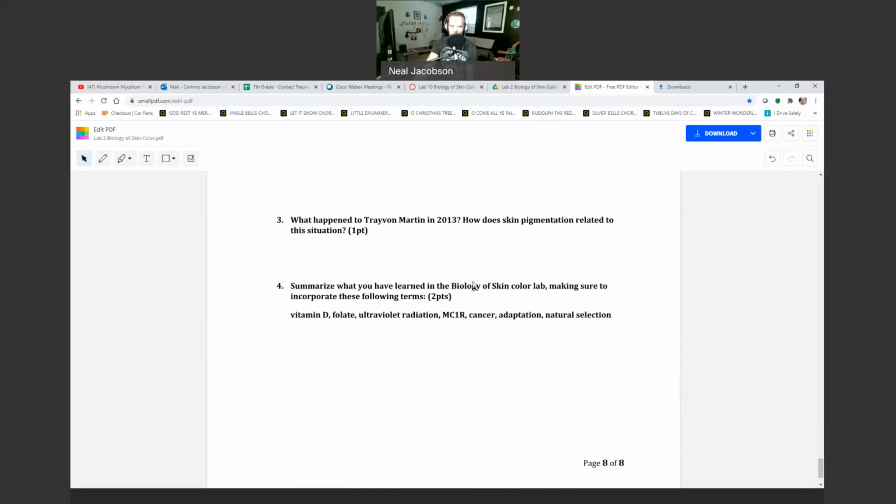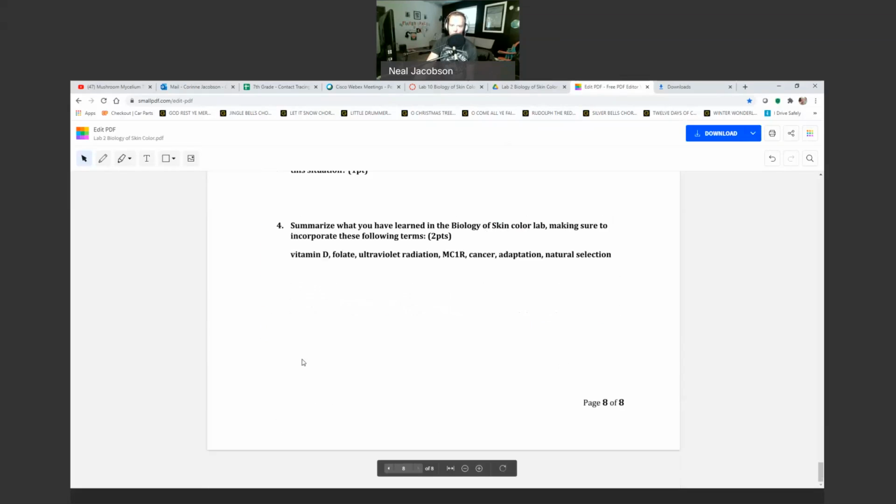And then here in number 4, I do want you to write your own paragraph. What you have to do is use each of these terms in your paragraph so that I know you understand the relationship of these terms to what this whole lab was about. And then once you've done that, you can save this PDF and turn it back in.